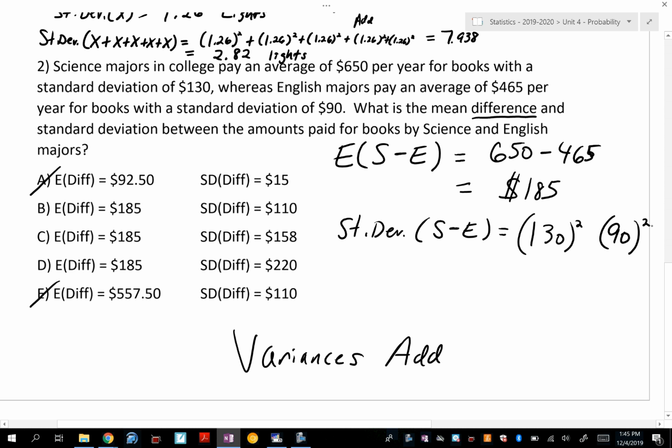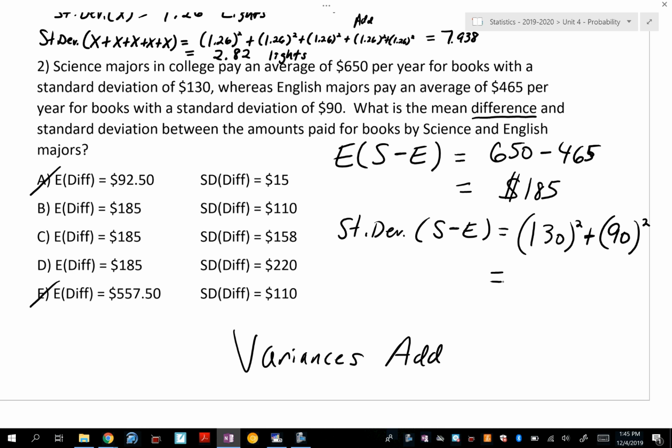And what am I doing with those variances? I'm adding them. But you see how that can be confusing? Because I'm finding the standard deviation for the difference. That's subtraction. But it doesn't matter. Variances will always add. So what is 130 squared plus 90 squared? Oh my gosh. This is amazing.